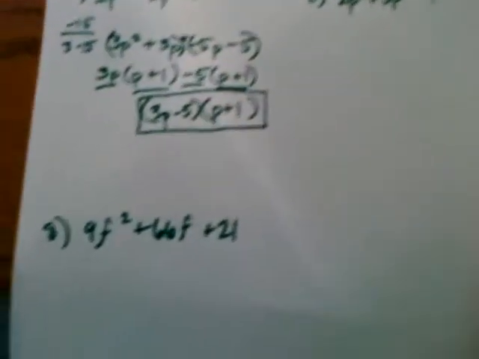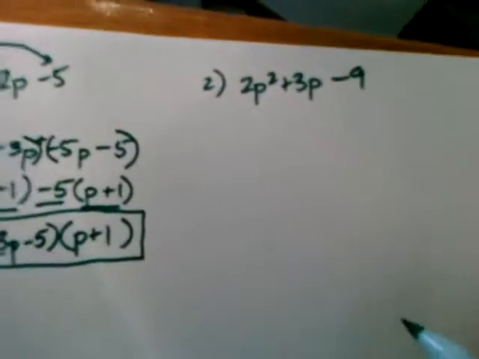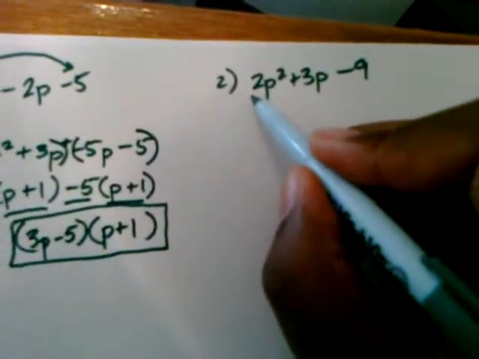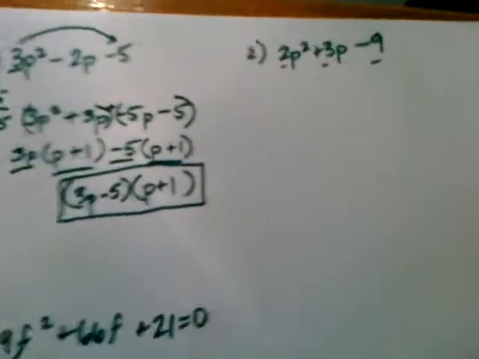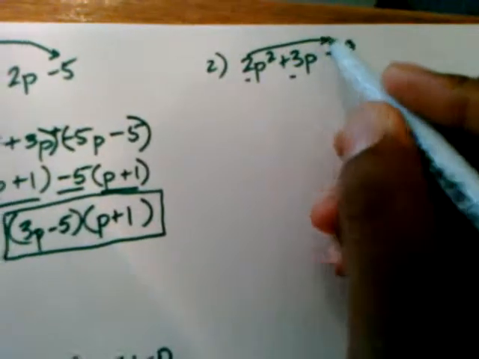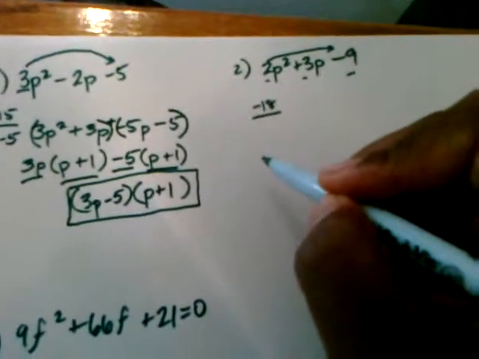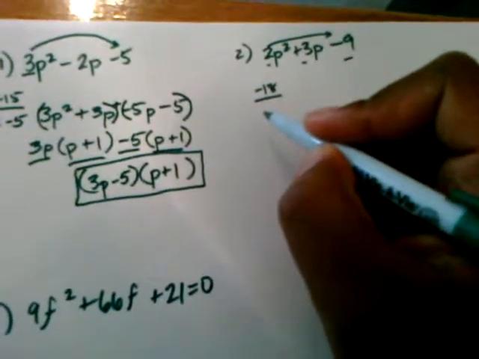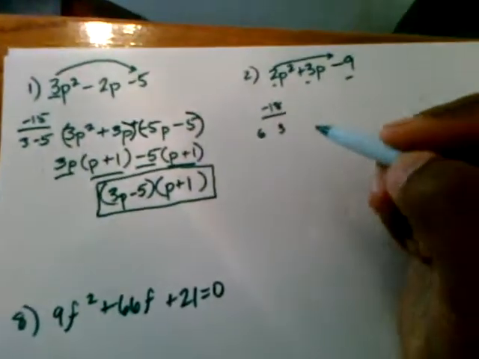We're also going to do number 2, and then we're going to skip to number 8. In number 2, we have the same issue. Let's look for the greatest common factor. I see 2, I see 3, I see -9. They don't have a common factor between them, so I'm going to multiply the a and the c, getting a -18. I'm going to find the factors of -18 to give me a positive 3. Numbers I associate with 18 are 6 times 3. Of course, 9 times 2.